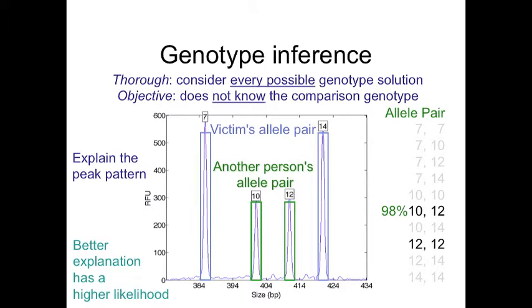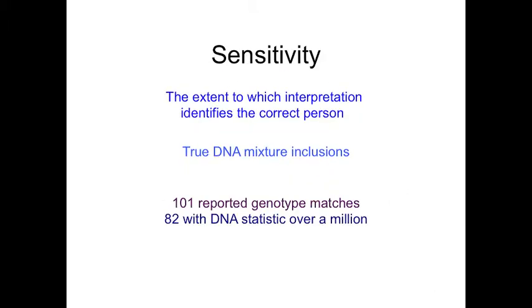So now we can ask, how reliable is this method? Reliability has 3 basic components. One is the extent to which this interpretation of the data identifies the correct person. That's sometimes called how sensitive the method is, or sensitivity. If TrueAllele is looking at the data, how often and to what extent does it make true DNA mixture inclusions?